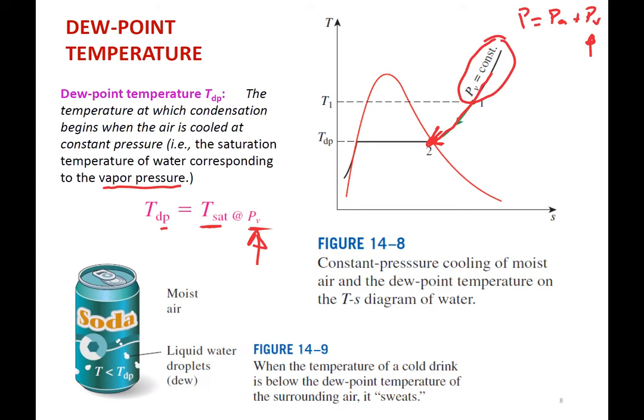So that's what happens when you see the moisture on the outside of a soda can. You have moist air out here, and it gets to the can, and it's cooling down at that same pressure, because we're just in atmospheric air, so the partial pressure of the water vapor is the same. And it hits the dome because the temperature of the soda is lower than the dew point temperature.